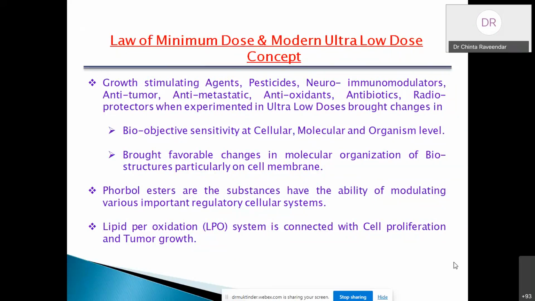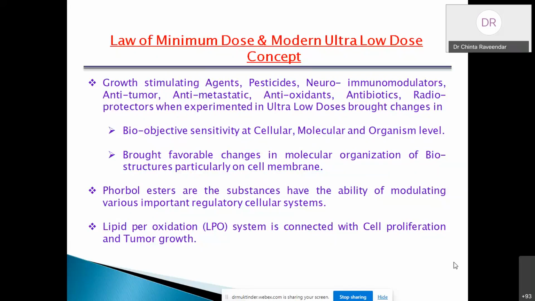Definitely they will provoke our thought process to invent more drugs in homeopathy in the light of different diseases occurring in this modern era. So, for example, growth stimulating agents, pesticides, neuroimmunomodulators, anti-tumor drugs, anti-metastatic, antioxidant, antibiotic, radioprotectors, we all know. When these are all experimented in ultra-low doses, they brought favorable changes in bioobjective sensitivity at the cellular and molecular level and at the organism level, which has wonderful relevance in the treatment of so many diseases.